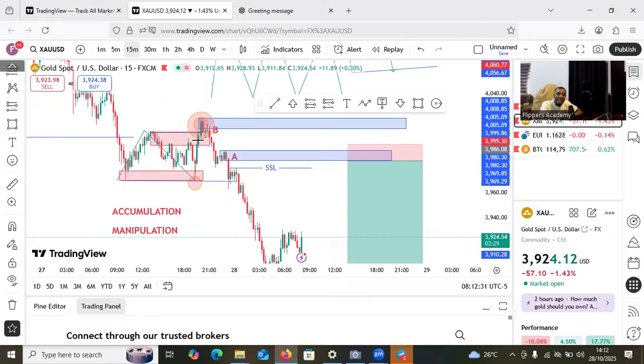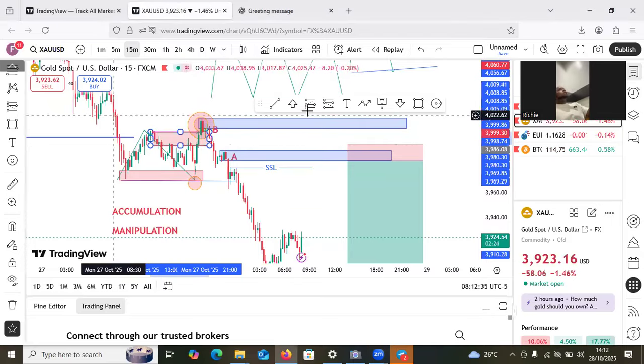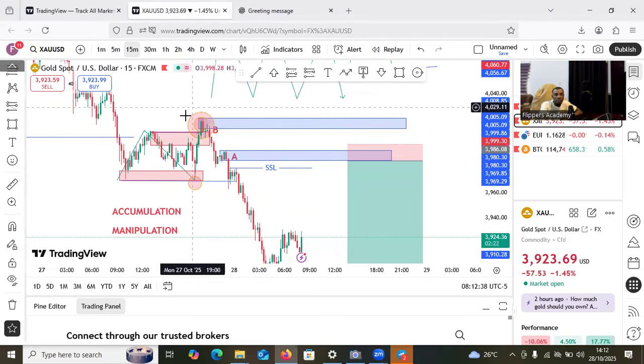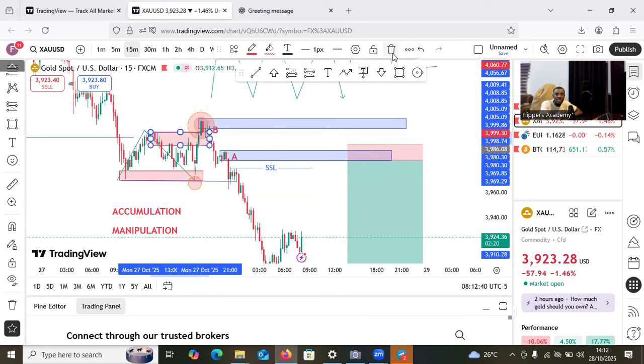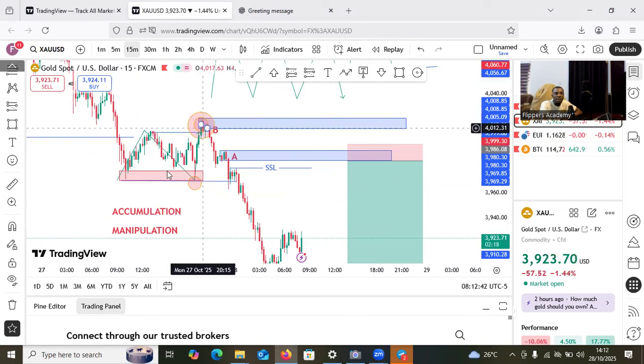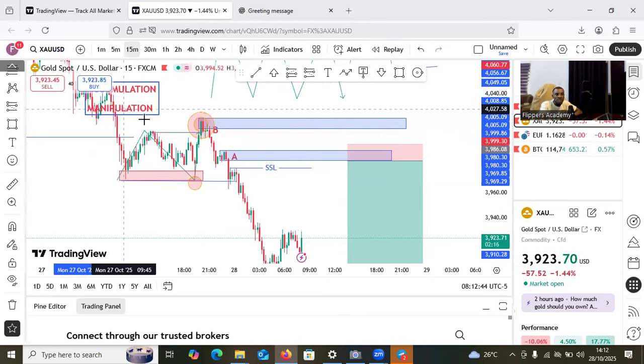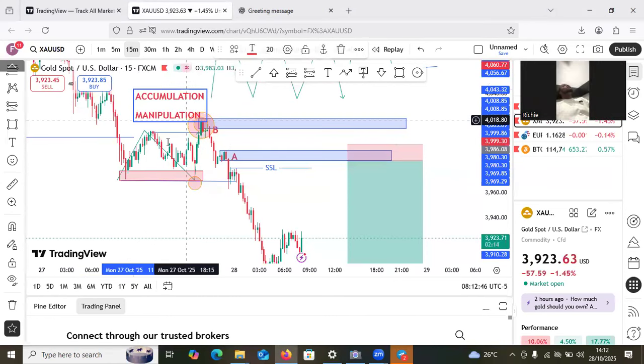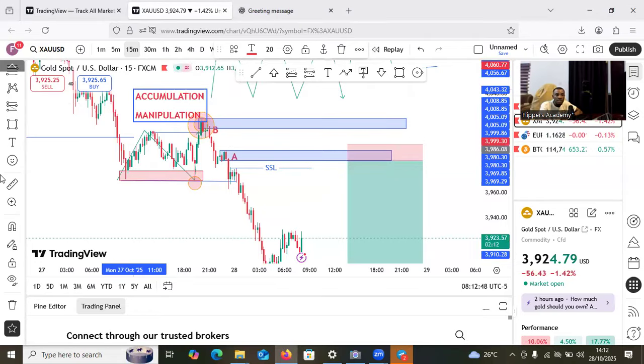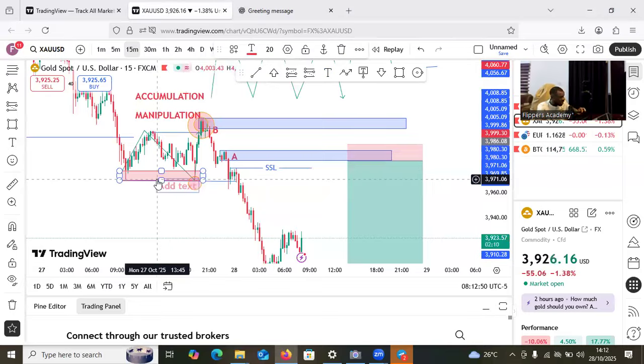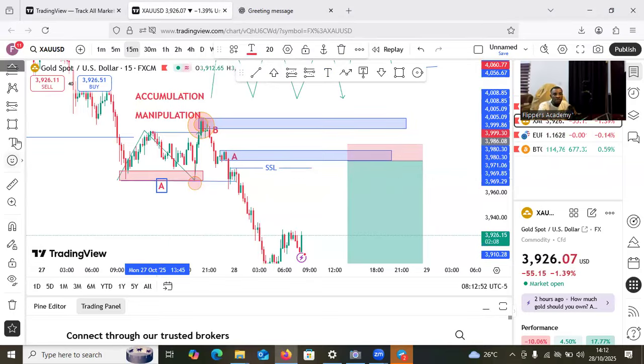The high is swept, good. The market swept the high. So it swept this resistance zone and came out. After it swept that resistance zone, that process of price sweeping the resistance zone is the manipulation phase. This is A, accumulation, and this is M, manipulation.